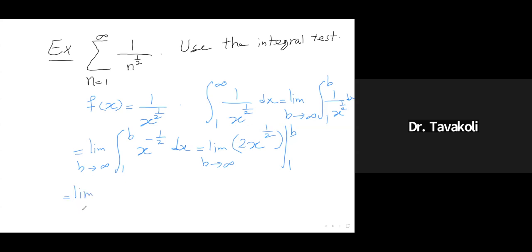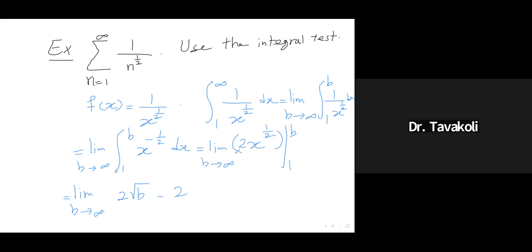So the limit as b tends to infinity of 2 times x to the power of 1/2 evaluated at b is 2 times b to the power of 1/2, which is 2 times radical b. So b to the power of 1/2 is the same as radical b, minus that function 2 times x to the power of 1/2 evaluated at 1, which is 2 times 1 to the power of 1/2, which is 1, so 2 times that is 2.